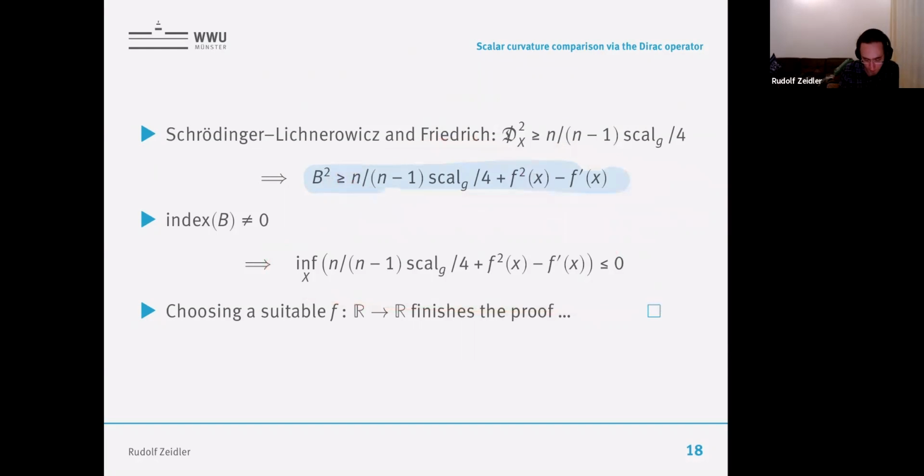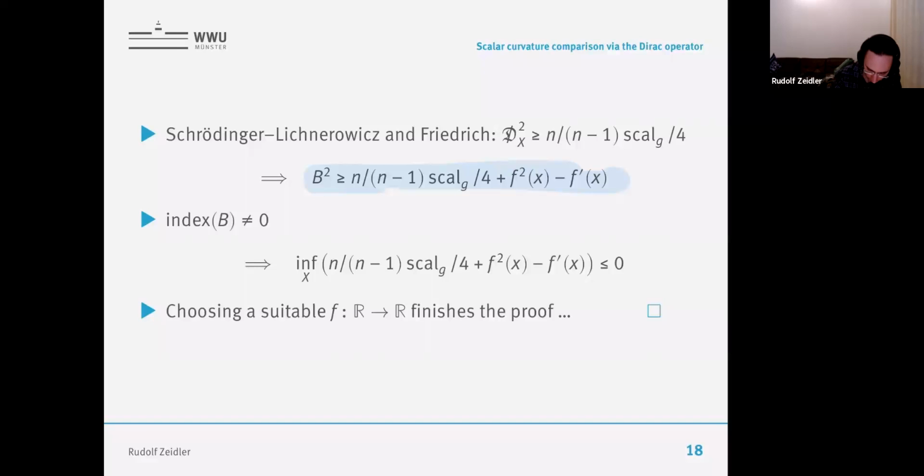So from this we can conclude that this expression here cannot be uniformly positive. In other words, the infimum taken over the entire manifold X must be bounded above by 0. And now the idea in the end is that you can choose a suitable function f such that you get the desired bound on the scalar curvature. So you can choose a function f such that in the end this tangent expression appears.